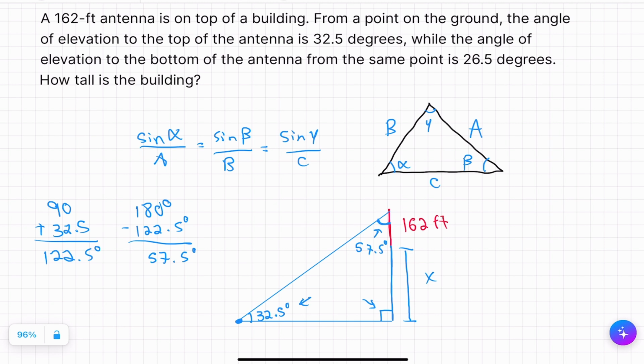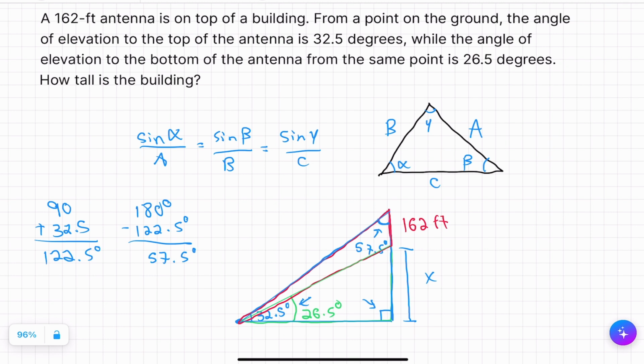Okay, now let's continue adding the rest of the information that we're given in our question. We have a second angle of elevation that's formed when we go from the bottom of the antenna to the same point. And the angle that's formed is 26.5 degrees. So as you can see, now we have two right triangles. We have this right triangle here formed by the smaller angle of elevation, and we have that larger right triangle formed by the first angle of elevation. And you may have noticed that there's actually a third triangle formed, and it's this one here. But this time it's not a right triangle.